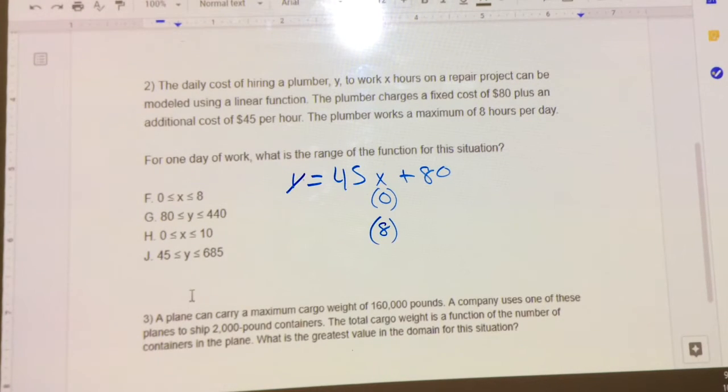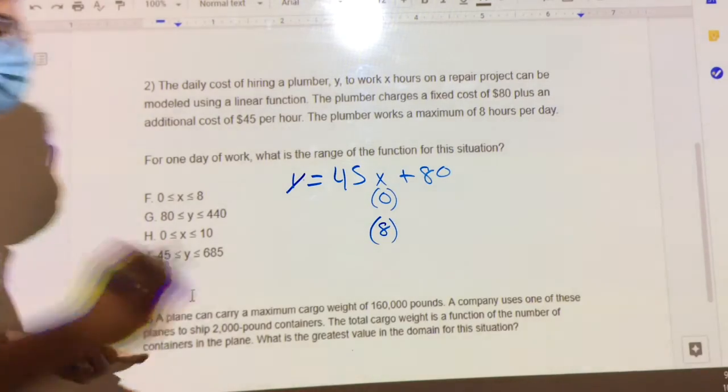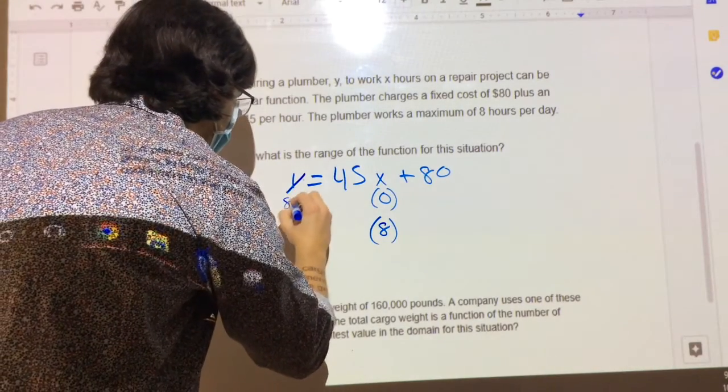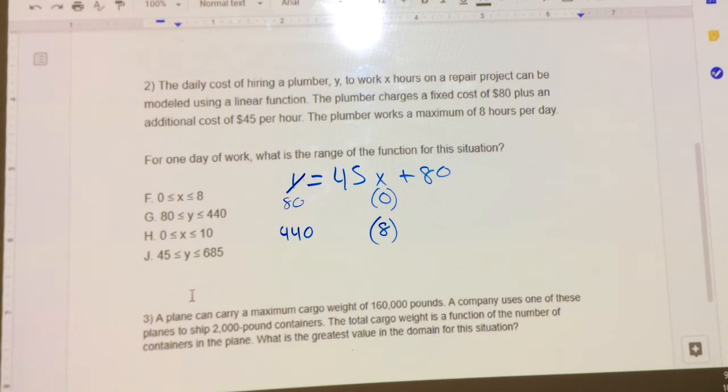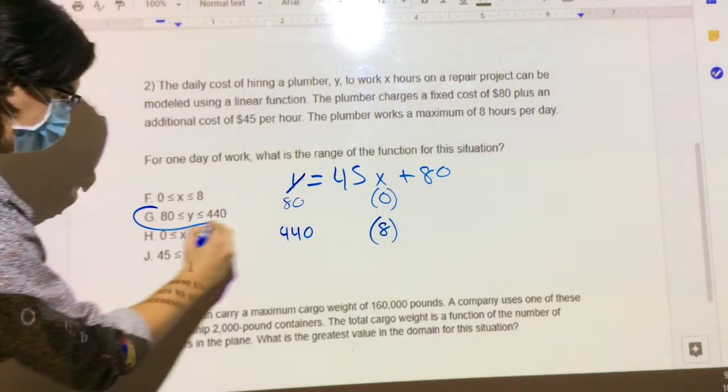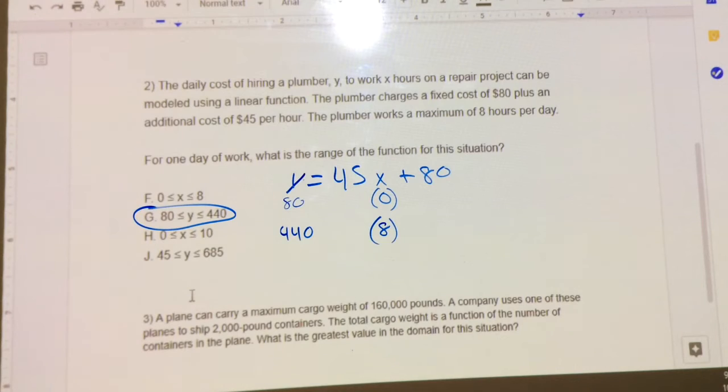And then if I add my 80 to it, what do I get? 440. So here it's 80, here it's 440. Does everybody understand what Ella just did there? She multiplied 8 hours, the most he could work, by 45, his hourly rate. Then she went back in and added the $80 for the phone call. And therefore what that tells me is that it could cost me anywhere from $80 to $440. That is the range.